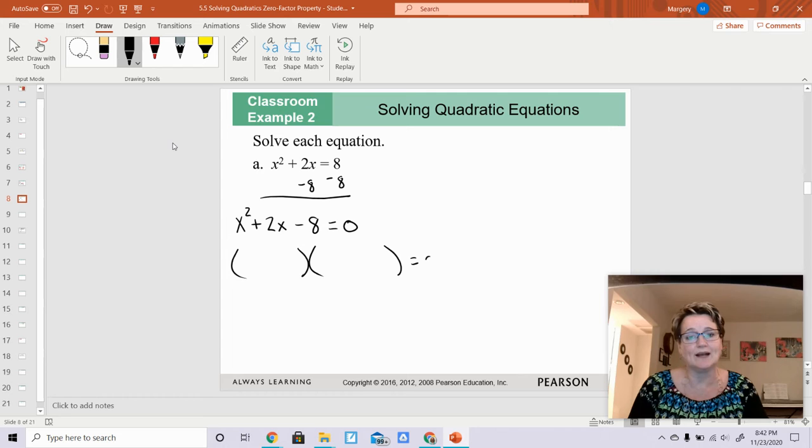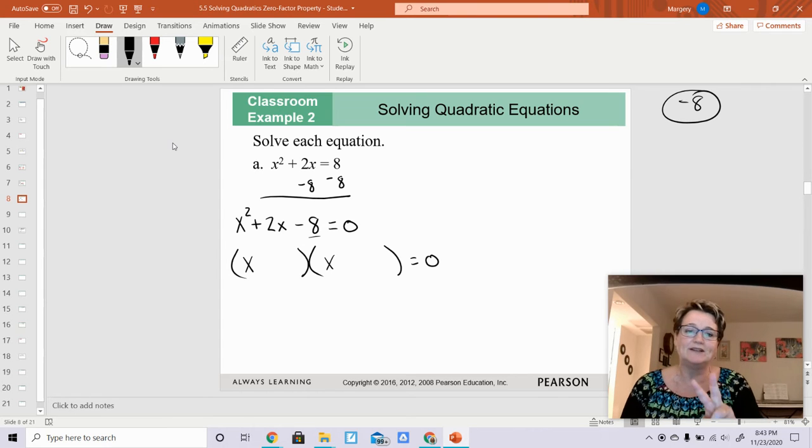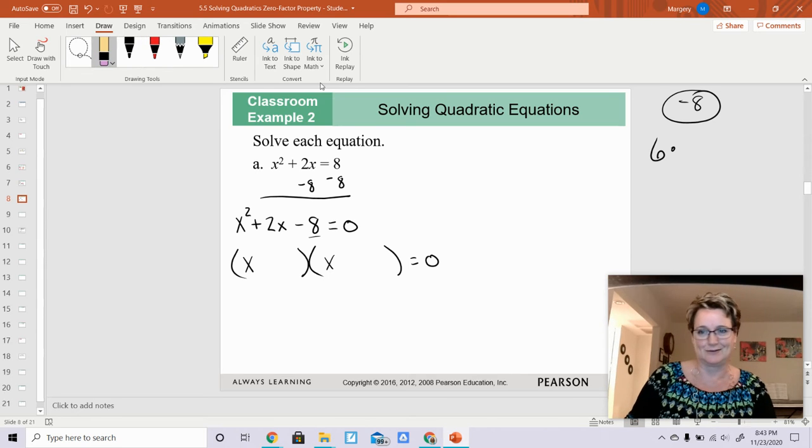And I'm going to use the shortcut. The reason I can use the shortcut is I have a 1 here. The only way to get x squared is x times x. I'm now going to take this last number, which is negative 8. I'm going to find two factors that when multiplied together give you negative 8, but when added together give you 2, because 2 is your middle term. I'm going to use 6. Well, I'm not using 6. I don't even know where I got 6 from, but it just popped out of my brain.